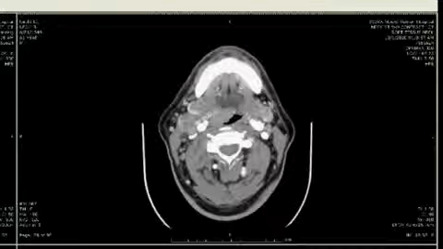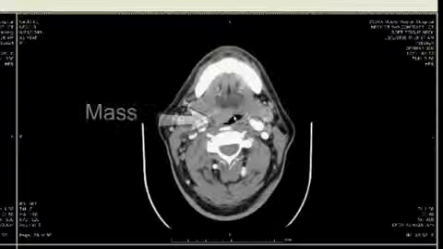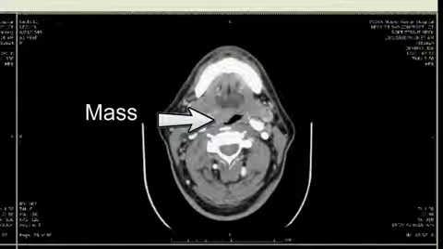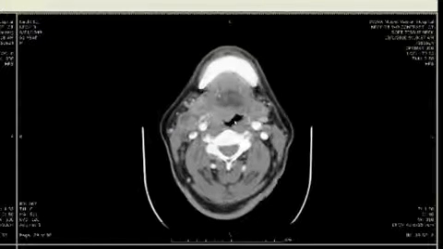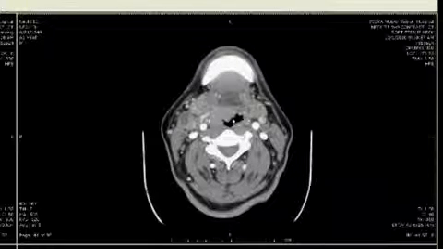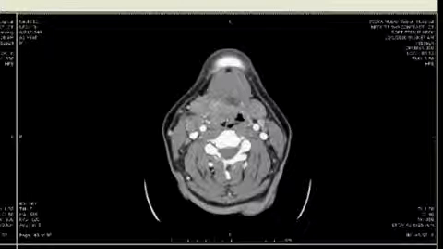At this point we're at the base of the tongue level on the right side, and we immediately see a mass which is exophytic in nature and is starting to encroach on the airway. This tongue mass we're going to follow inferiorly into the vallecula.